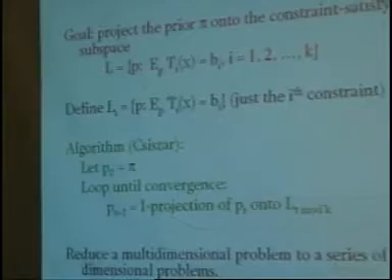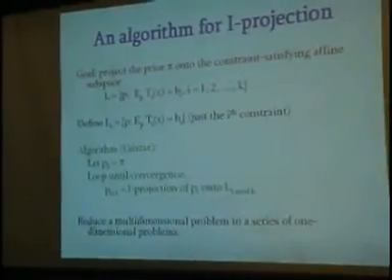I think it's called iterated I-projections. So here's the goal again. We have some prior, and now we'll talk about it in geometric terms. We want to project this prior onto the subspace defined by our constraints, with respect to KL divergence. The problem is that this is actually a k-dimensional problem. In effect, I'm looking for the exponential family member that satisfies these constraints, and that's k-dimensional because the eta I'm looking for is k-dimensional.